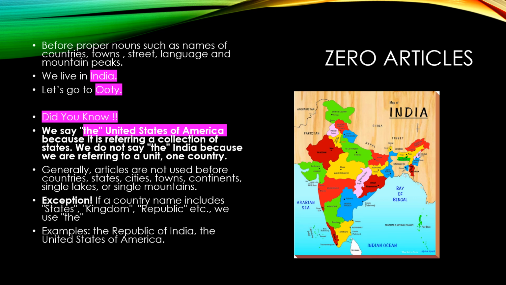Generally, articles are not used before countries, states, cities, towns, continents, a single lake or a single mountain. The only exception is if a country name starts with or includes state, kingdom, republic, etc. We use the Republic of India or the United States of America.